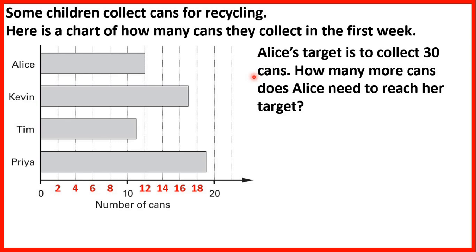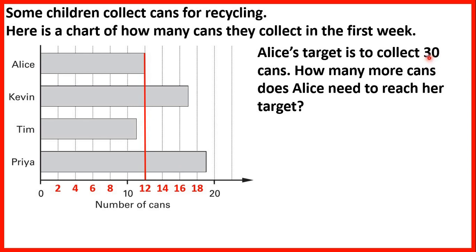How many more cans does Alice need to reach her target? So again, we can find the bar, so find Alice, and if we go to the end, draw a line down, we can see that Alice has already collected 12 cans. But she wants to collect 30 cans.